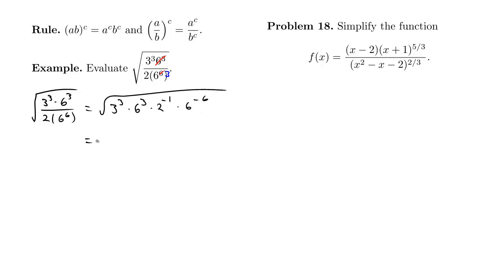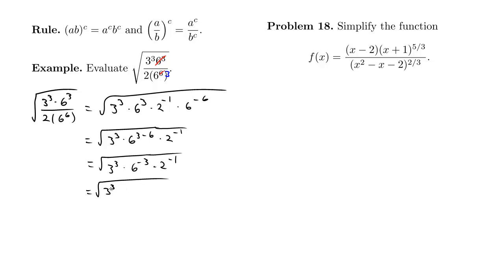Adding exponents on the two terms with base 6, we get the square root of 3 to the 3 times 6 to the 3 minus 6 times 2 to the minus 1. Now let's expand 6 as 2 times 3. So we get the square root of 3 to the 3 times 2 times 3 all to the minus 3 times 2 to the minus 1, which is the square root of 3 cubed times 2 to the minus 3 times 3 to the minus 3 times 2 to the minus 1.